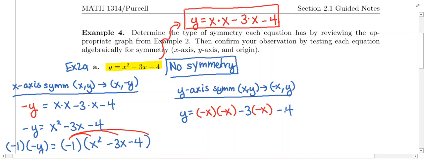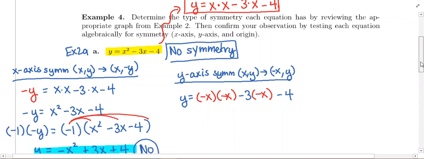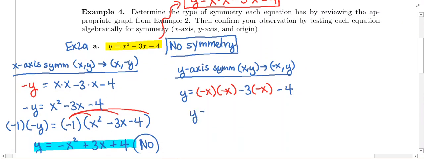Now I need to simplify, clean it up, see if we get the original equation back. So here we go. We're going to get y equals negative times negative is positive. X times x is x squared. So negative x times negative x turned into positive x squared. The next term, negative 3 times negative x. Negative times negative is going to be positive. And then you have 3 times x and then minus 4.